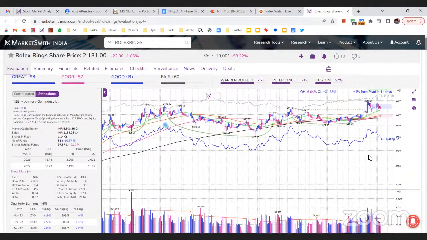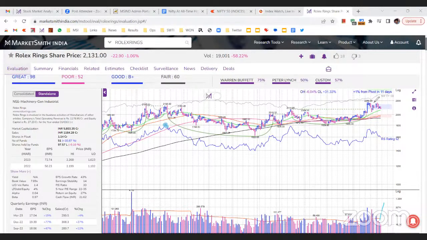There are a couple of sessions of down move, but in the last one week, volumes have completely dried up. The stock is consolidating near the pivot level. That is the reason we are still holding it. Major key moving averages are not being breached. The 20 DMA is still not breached, so we might exit if the 21 DMA level is breached.